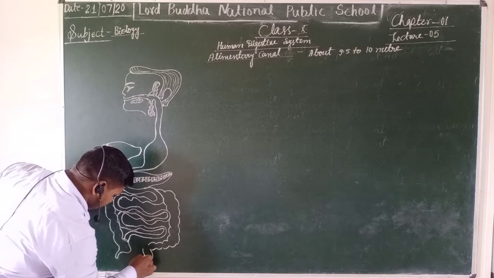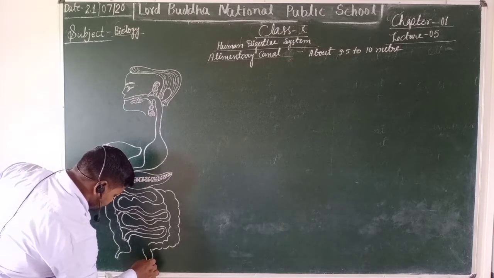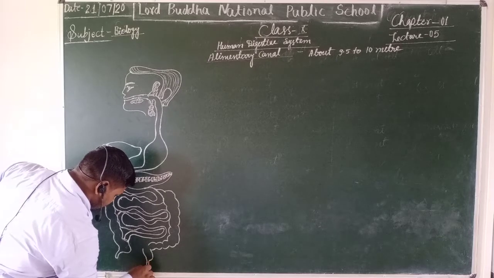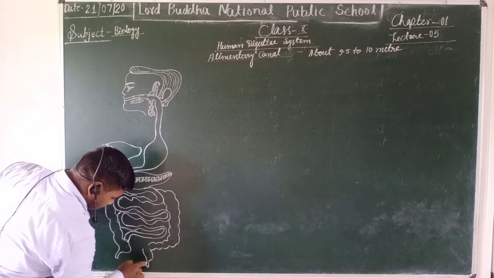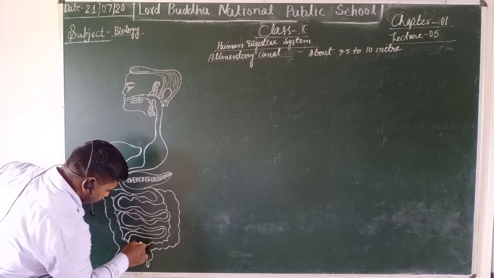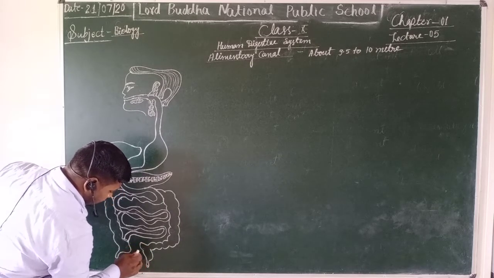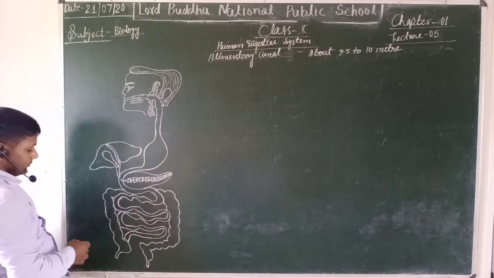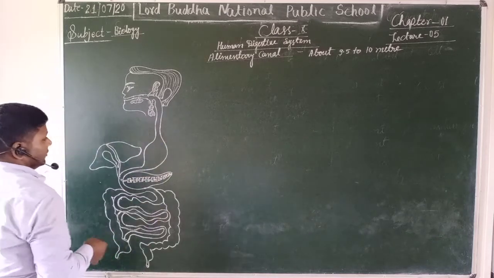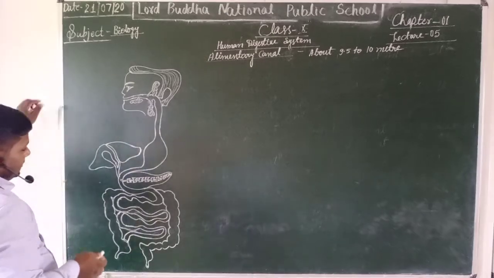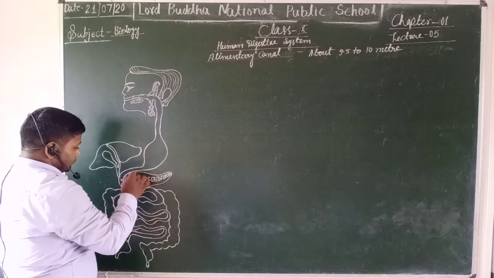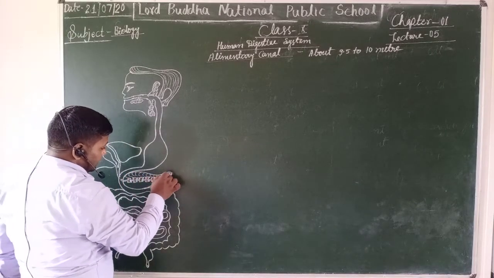This is the end part of the large intestine, that is rectum, and the lowest end part of the rectum is anus. Now students, it is time to label these diagrams.